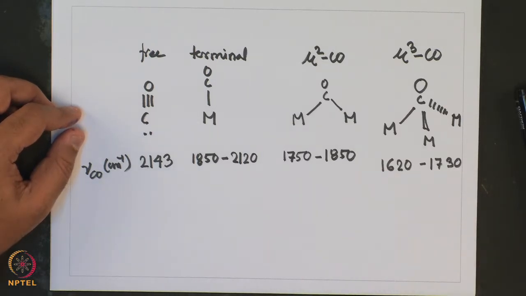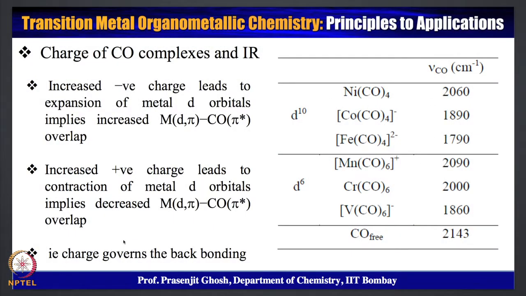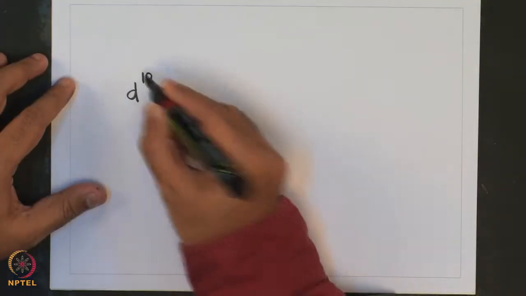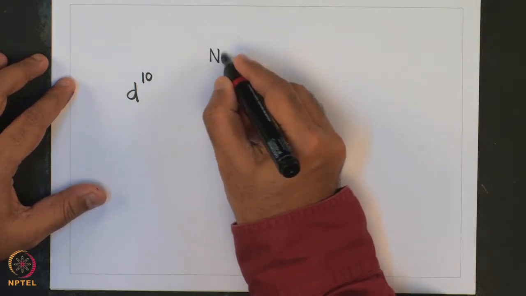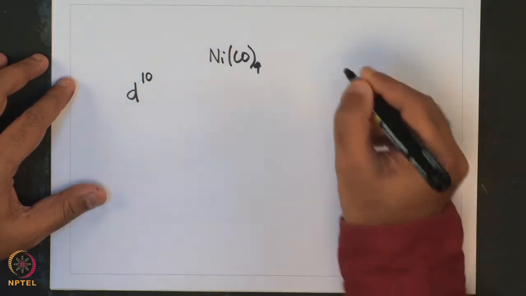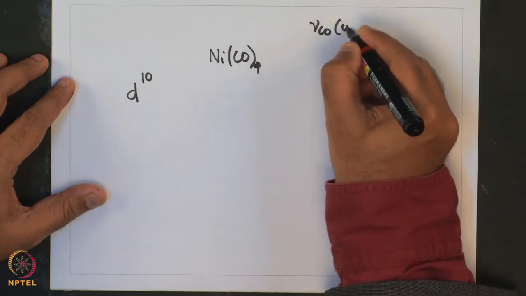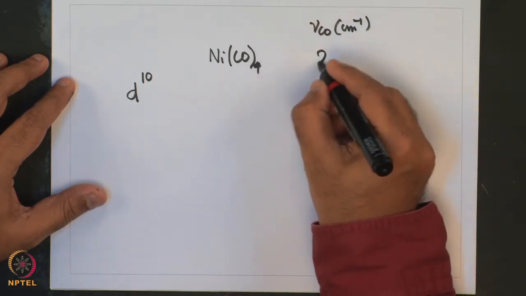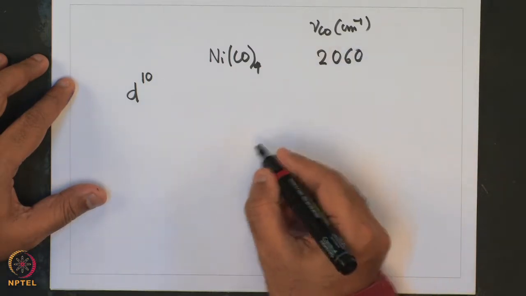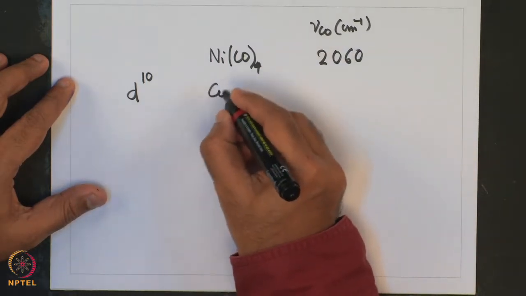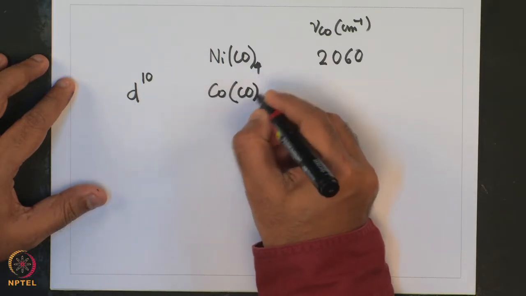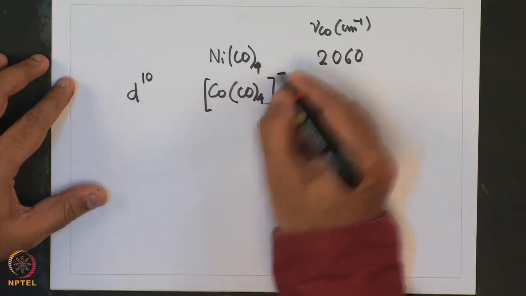Now, electron density of the metal, which is reflected by the charge on the metal, leads to variation in CO stretching, and that can be seen for the following complexes. These are all D10 complexes. Let us say nickel tetracarbonyl, which has a nu CO of 2060. Now, cobalt tetracarbonyl is also a D10 system.